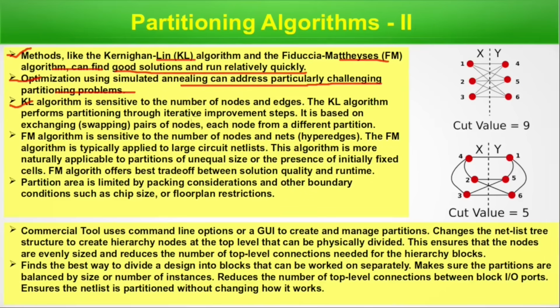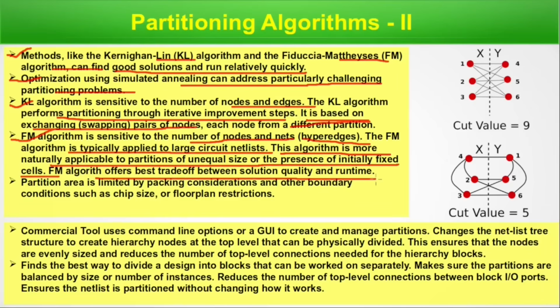The KL algorithm is sensitive to the number of nodes and edges. The KL algorithm performs partitioning through iterative improvement steps. It is based on exchanging or swapping pairs of nodes, each node from a different partition. The FM algorithm is sensitive to the number of nodes and nets, the hyperedges. The FM algorithm is typically applied to large circuit netlists. The algorithm is more naturally applicable to partitions of unequal size or the presence of initially fixed cells. The FM algorithm offers the best trade-off between solution quality and runtime.